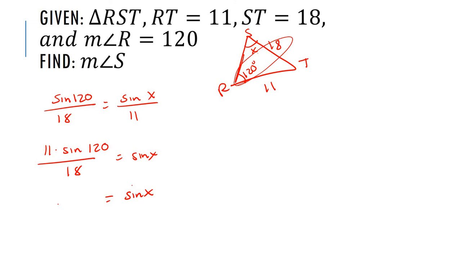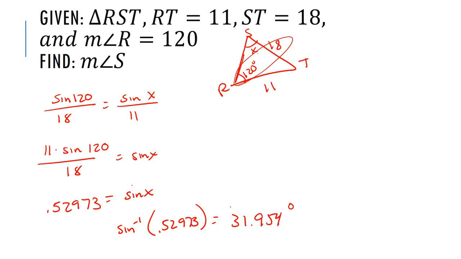So the sine of x equals, can't remember, 0.52973. And then remember to solve for an angle measure, we're going to use sine inverse of that number. And that will give me 31.954, and that's the number of degrees. That's all there is to it, just setting up the proportions and solving.